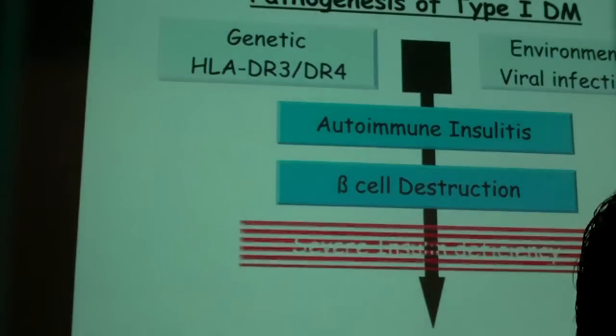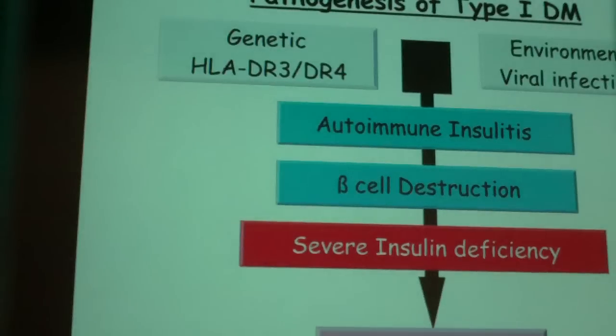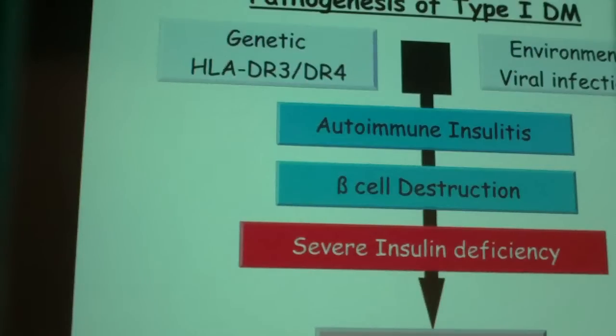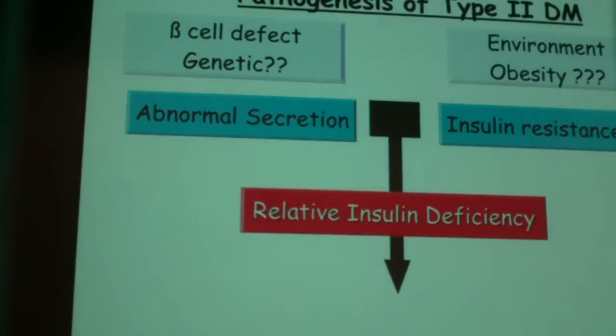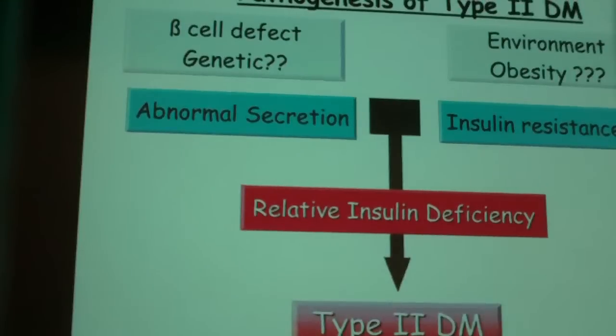Yeah, what is important? Type 1 is an autoimmune disease. It ends in severe insulin deficiency, and the only thing that will help is insulin therapy. In contrast to type 2 diabetes, this is related to an abnormal secretion of insulin and insulin resistance. Therefore, you have a relative insulin deficiency.